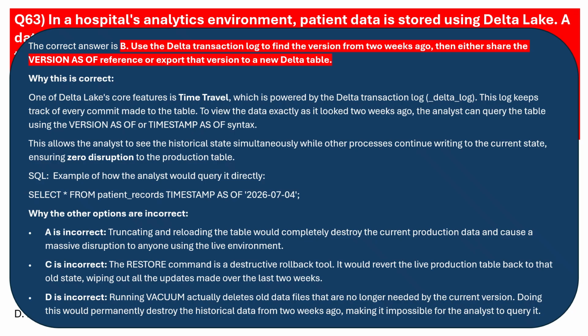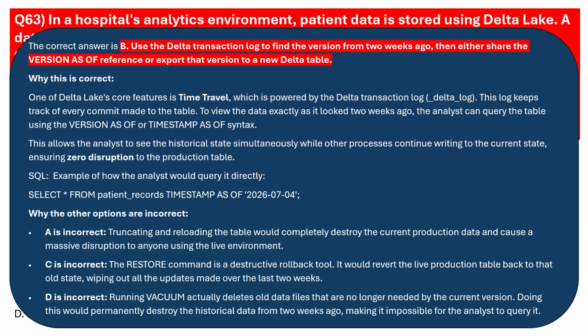Why this is correct. One of Delta Lake's core features is time travel, which is powered by the Delta transaction log, _delta_log. This log keeps track of every commit made to the table. To view the data exactly as it looked 2 weeks ago, the analyst can query the table using the VERSION AS OF or TIMESTAMP AS OF syntax.